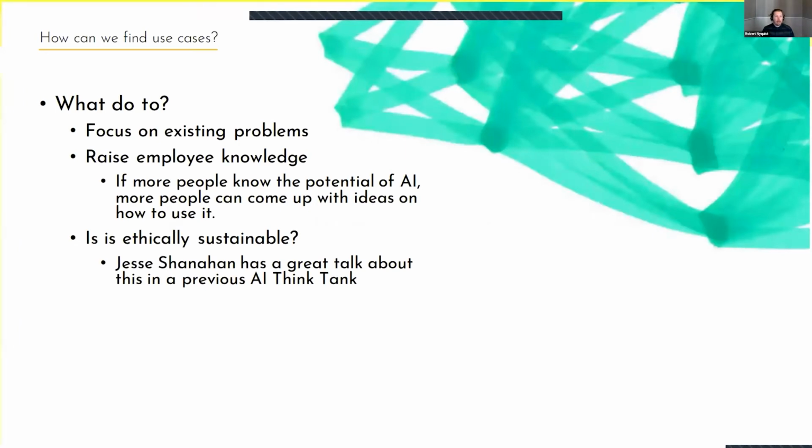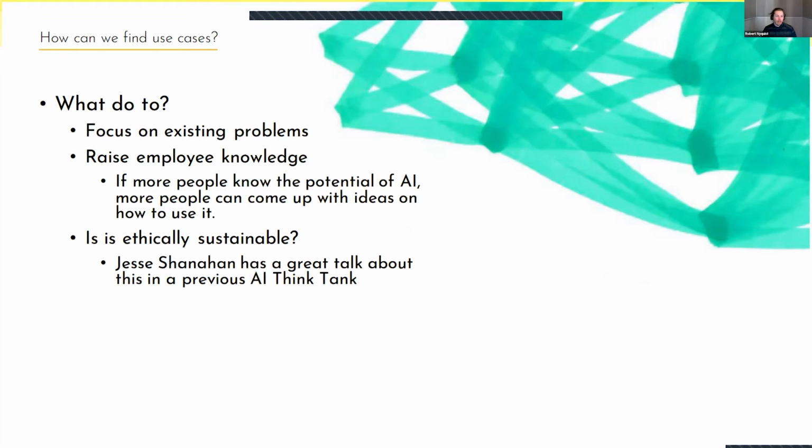So what can we do to find good use cases? First of all, focus on existing problems. Don't come up with non-existing problems just to have AI. Raise employee knowledge, and I'm not talking about having everybody become an AI expert, but if you have people that have somewhat knowledge of how you can use AI and what AI can do for them, then they can also start to see how it could be helpful in their daily work. Because if you are in a semi-big or big company, no one can have full understanding of everybody's assignments, and therefore an AI expert cannot always see all the places where AI actually can be a solution to an existing problem. But if everybody at the company has some level of knowledge of AI, then they can come up with more solutions that they then can pitch to an AI expert, and then have a discussion about whether this is feasible or not.